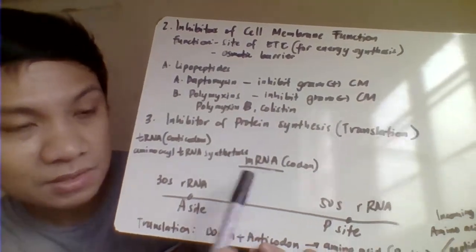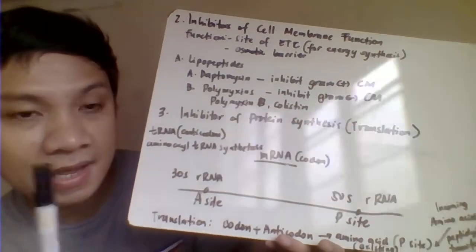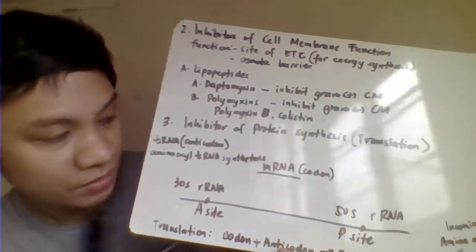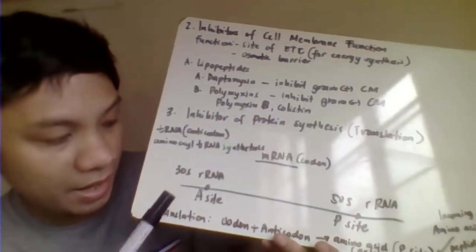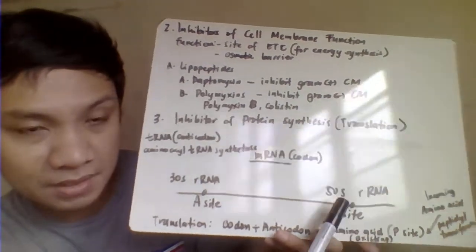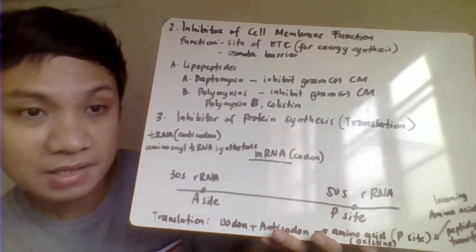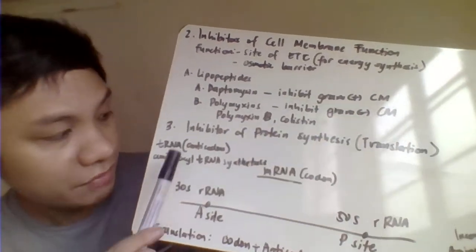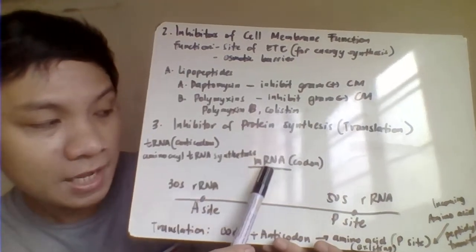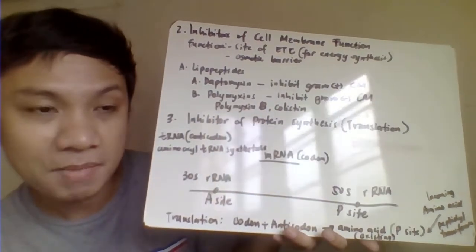Okay, so this one could be found here in your messenger RNA. Then what you'll be needing also here would be your ribosomal RNA. There are two ribosomal RNA here. We have the small subunit, the 30S, and the big subunit, the 50S. Another one you'll be needing is the transfer RNA. Transfer RNA tries to carry the anticodon, which is anti-complementary to your codon. So they just have the base pairing for that.